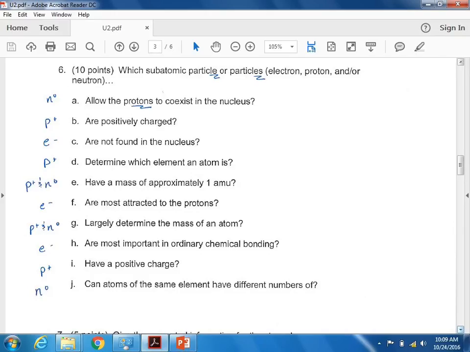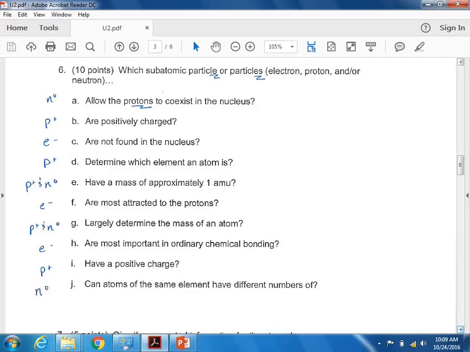So these were all questions about the subatomic particles. Protons are allowed to coexist in that small nucleus because of the presence of neutrons, so that's what I was after there. Positively charged are protons. Not found in the nucleus, electrons. Determine what an element is, protons. Have a mass of about 1 AMU, that is the protons and the neutrons. Most attracted to the positively charged protons, the negatively charged electrons.